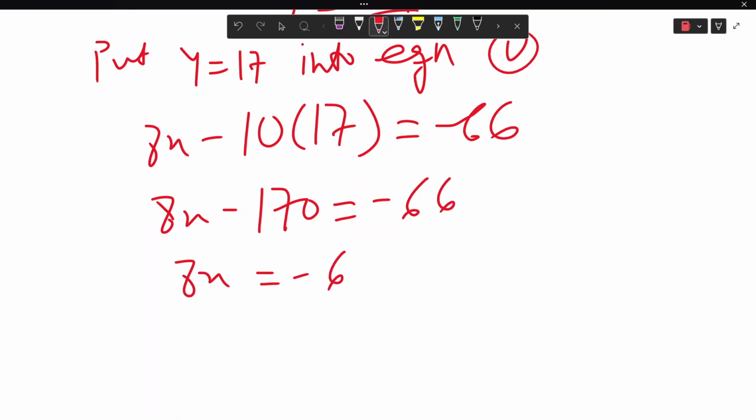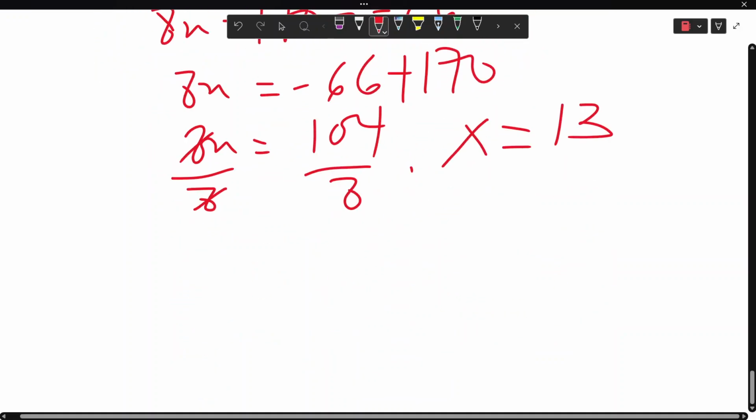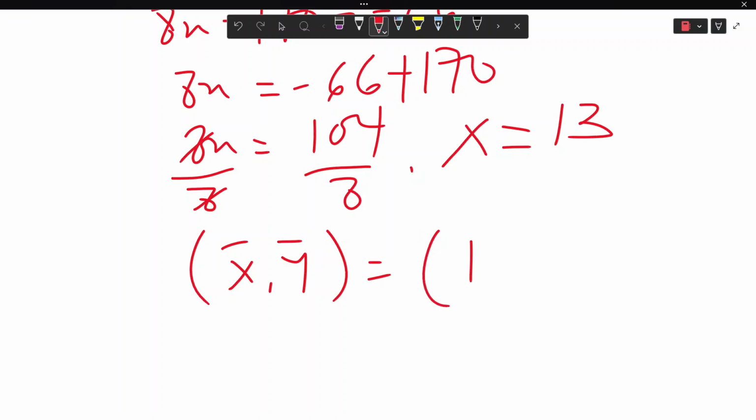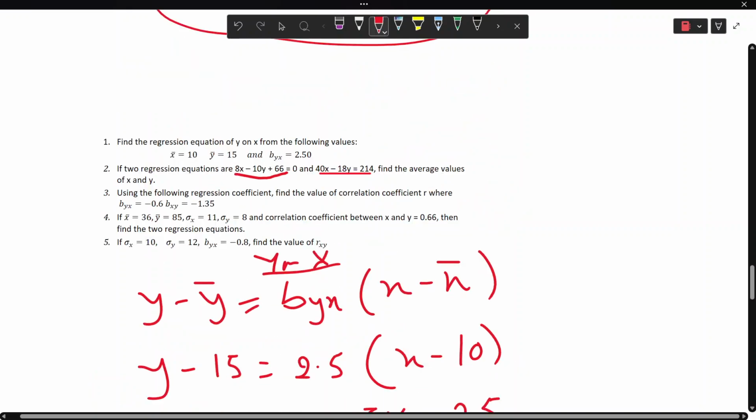8x is equal to negative 66 plus 170. 8x is equal to 104. We want to make x the subject, so divide both sides by 8. This cancels. x is equal to 104 divided by 8, which gives us 13. So the average values of x and y are 13 and 17. Let's solve the next question in line.